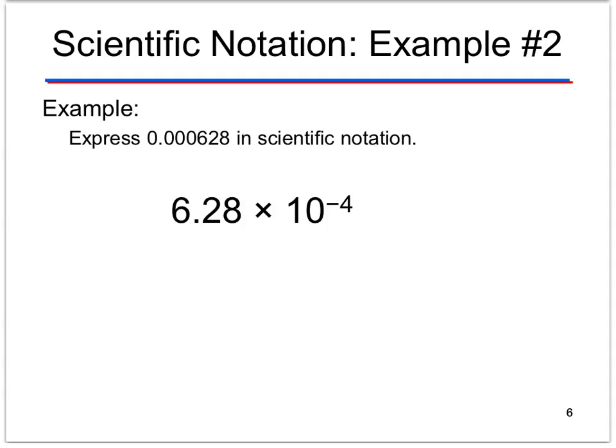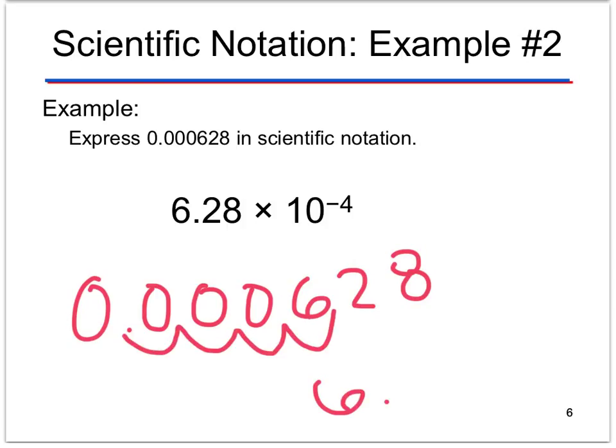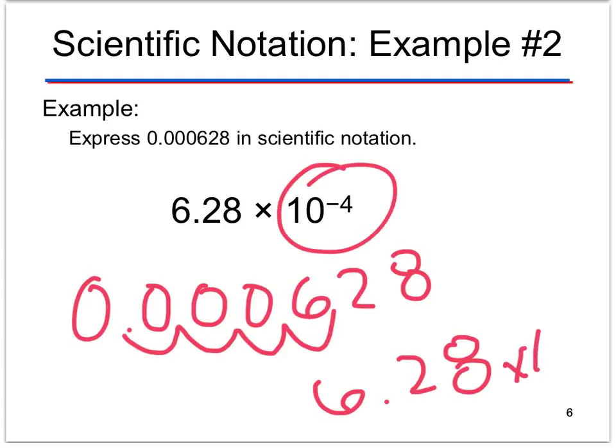Now this one we're going to move to the right. And remember, when you move something to the right, it's going to be negative. So let me write the number out. 1, 2, 3, 4: 6.28. We moved it over 4 times to the right, so you're going to get 6.28 times 10 to the negative 4. There you go.